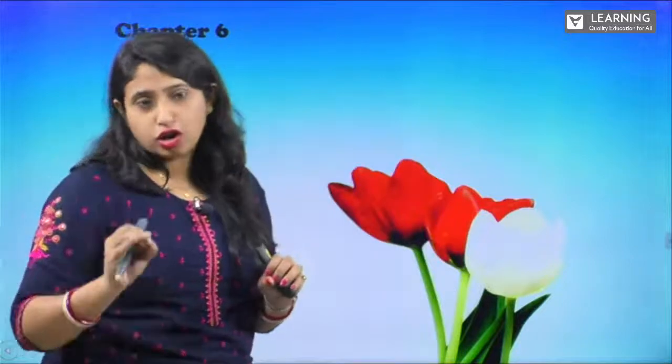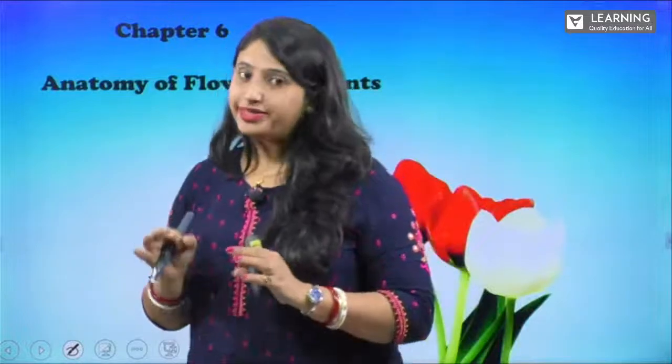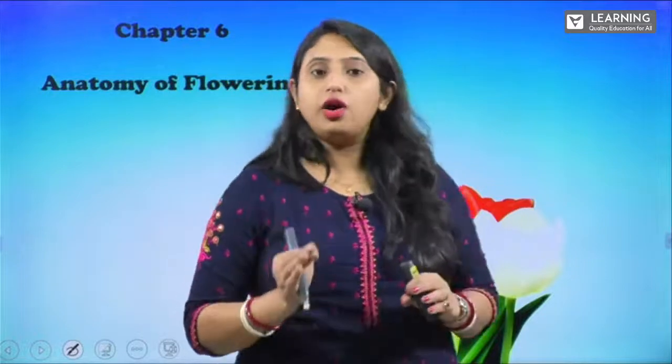But what about the cells? What about the tissues which we cannot see? What do we call that? As you know, morphology is the physical appearance of an organism; similarly, there is anatomy. Anatomy means the study of the internal structure of an organism, whether it is a plant or an animal. So in today's class, we are going to start with your new chapter, chapter number 6, where you will be learning about the anatomy of flowering plants.